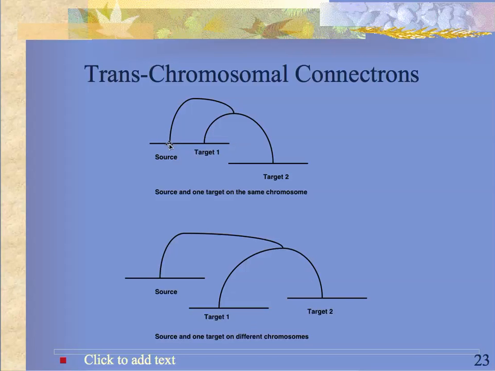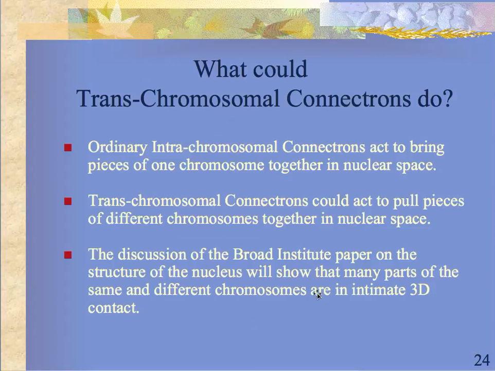So a transchromosomal connectron is where there's a transcription source on one chromosome, and one of the targets may be on the same chromosome, but another target should be on a different chromosome. Or the source could be on one chromosome and the target on another, and the second target on yet another chromosome. So what should these transchromosomal connectrons do? Well, the ordinary intra or interchromosomal connectrons bring together pieces of one chromosome, whereas the transchromosomals would pull together pieces of different chromosomes in the nuclear space.